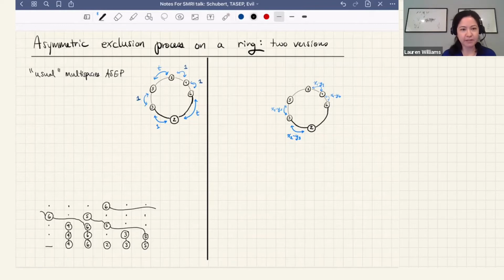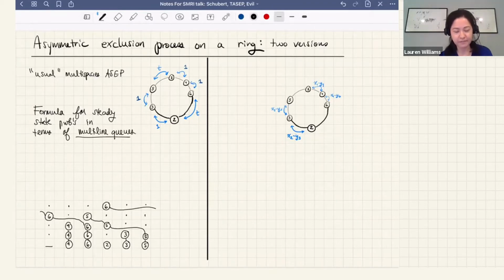And in this usual multi-species ASEP, essentially everything is known. So there's a formula for all steady state probabilities in terms of some objects called multi-line queues. I'm not really going to go into the definition, but I've drawn an example of a multi-line queue, and formulas were given here by James Martin, and then a slightly different but very similar formula was proved in a different way in our joint work with Sylvie Corteel and Olya Mandelshtam. Okay, so that's the setting of the usual multi-species ASEP.